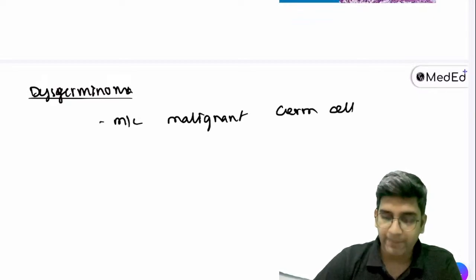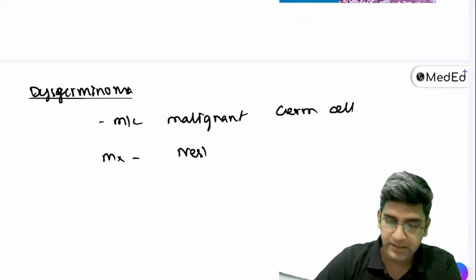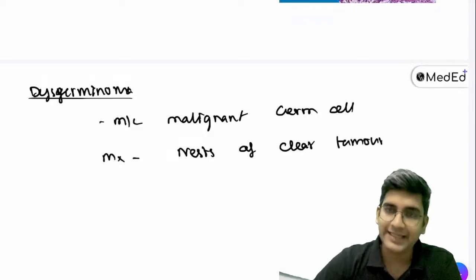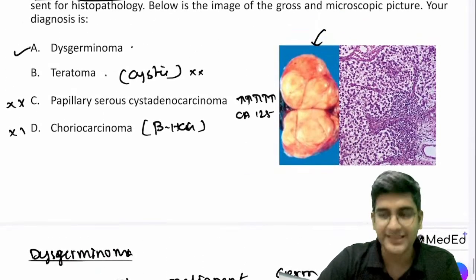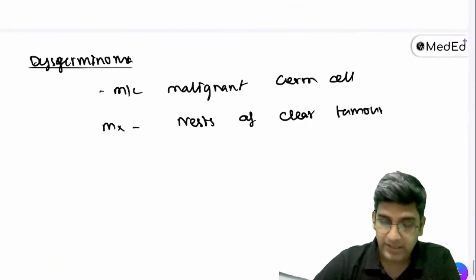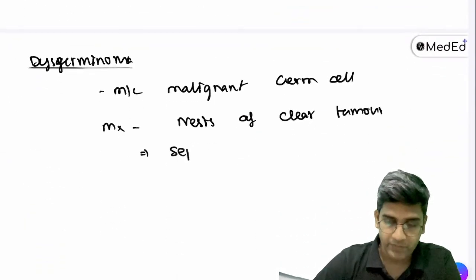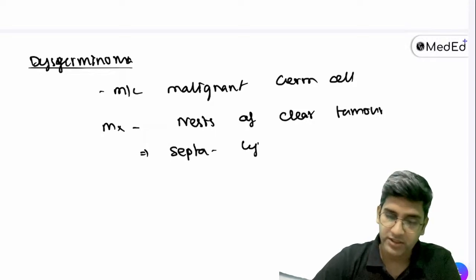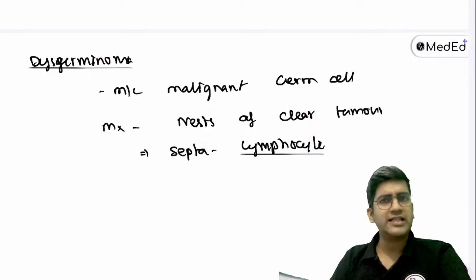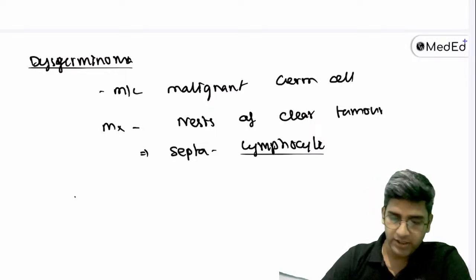Microscopy, you will have nests of tumor cells, nests of clear tumor cells. The clearing in the image is due to that. These are clear cells, that's why all these cells are very, very clear, right? And the most important thing is, in the septa you will have lymphocytes. That's also a very classical finding for dysgerminoma. And like I said, in the gross, they are very, very solid lesions.